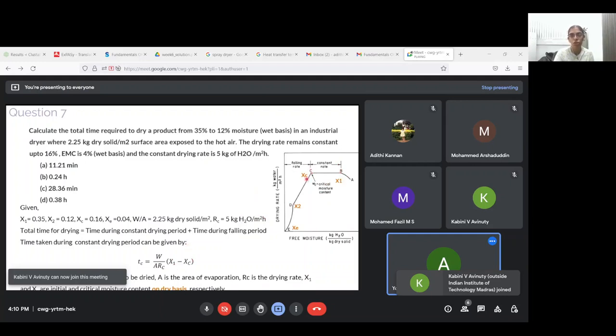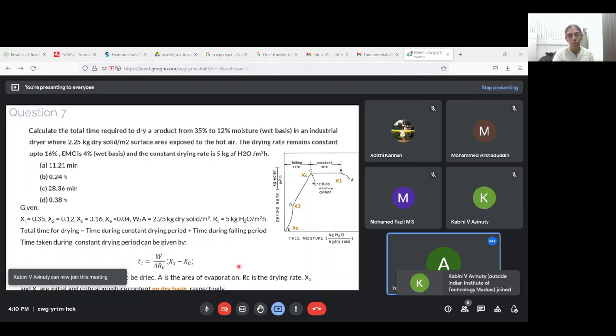So this is where you have a constant drying rate, which is why you have X1 minus Xc. One thing you need to make sure of is that in this equation, whenever you're substituting moisture, it has to always be on a dry basis and not on a wet basis. So we have to convert wet basis moisture into dry basis moisture to apply in this equation. So this is for a constant drying period.